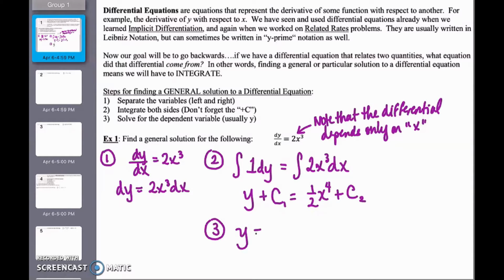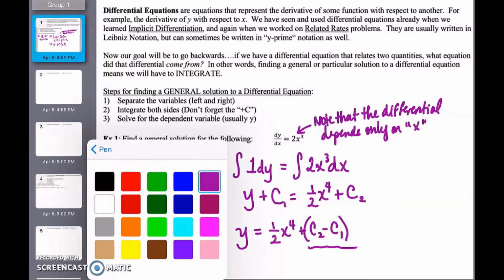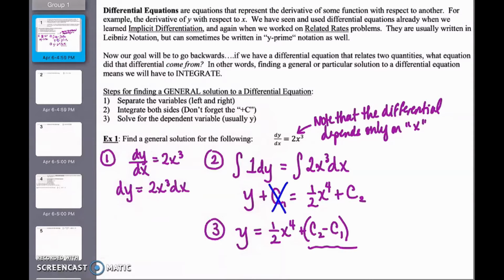Well, if I want to get y alone, then I end up with my 1/2 x to the 4th plus c2, and then I guess if I move that over to the other side, that would be c1. But I still end up with just some constant term here. Don't know what it is. It's a combination of the constant term from the left-hand side and the right-hand side. So normally, what mathematicians do when solving a differential equation is they don't worry about putting the plus c over on this side. They only put the plus c on the right-hand side. So my final answer is going to be y equals 1/2 x to the 4th plus c.